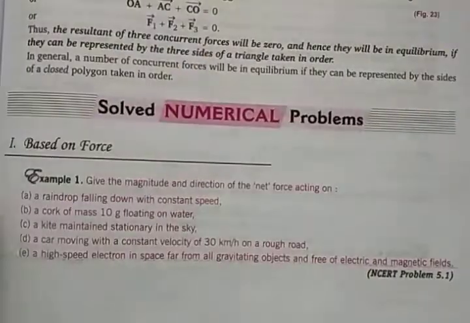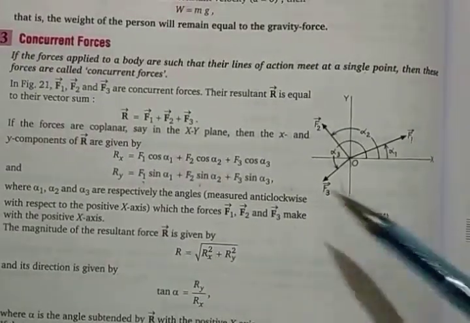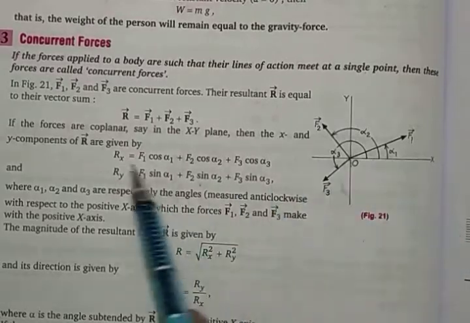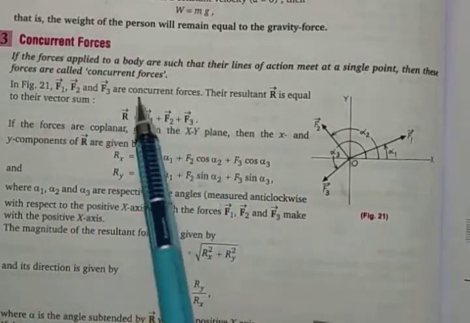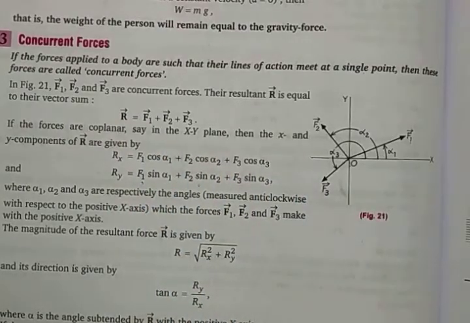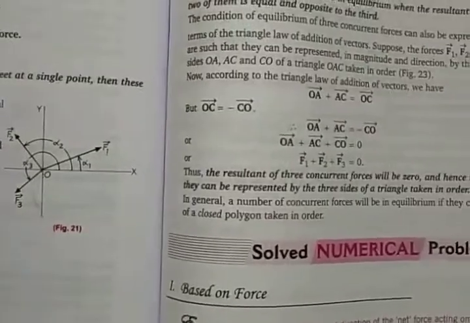And the last part is concurrent forces. It is just a definition. We already saw what concurrent forces are. You need to just know the definition. It is not very important to learn these things. Once the definition is over, that's enough. Please don't learn the entire derivation. It is not needed. This also is just a representation, right?